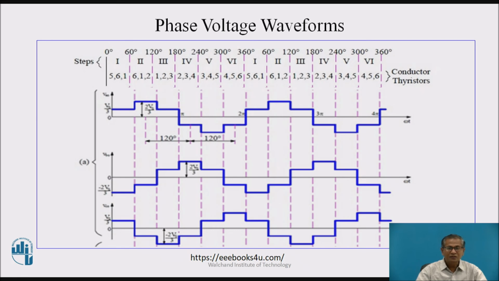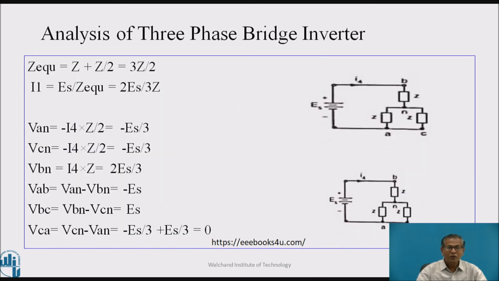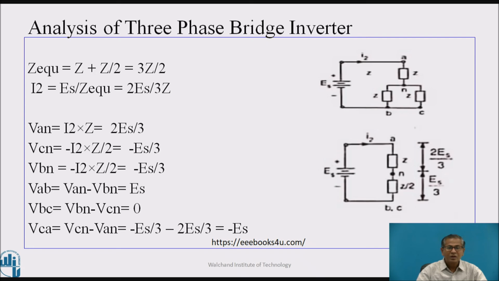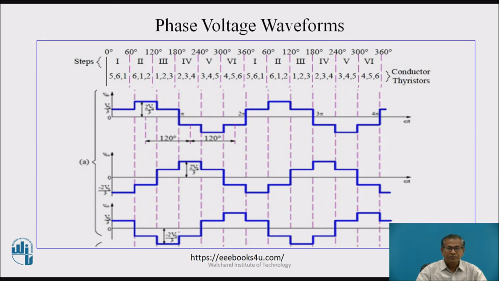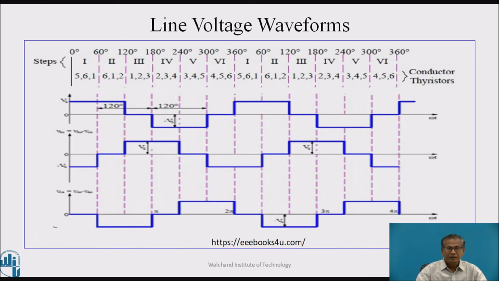Now, these are the phase voltage waveforms. Here, for the mode 1, VAN is equal to 2 ES by 3, VBN is equal to minus ES by 3, and VCN is equal to minus ES by 3. Here, these are the phase voltage waveforms, and these are the line voltage waveforms.